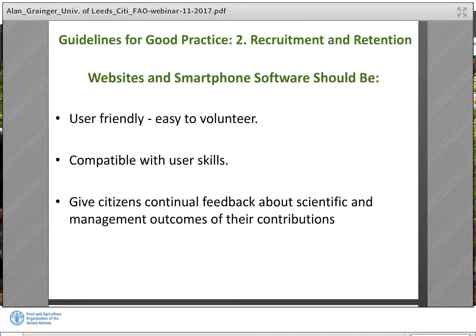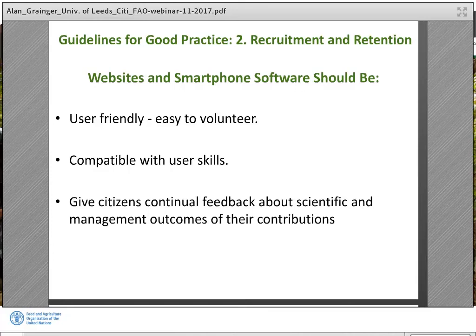Technologies are also crucial for recruiting and retaining citizens. Citizen Observatory websites should be user-friendly so that registering as a volunteer is easy. They should also be compatible with user skills. So instead of relying exclusively on citizens to identify a tree species, they could also report tree attributes, which experts can use to confirm the species.